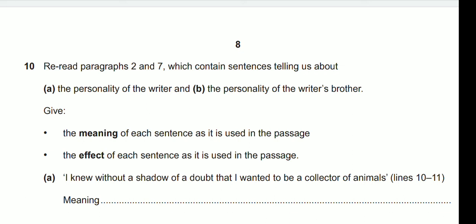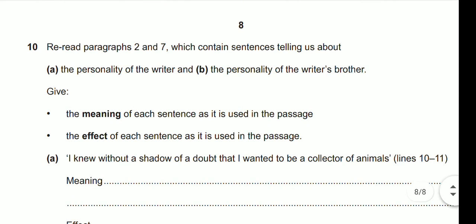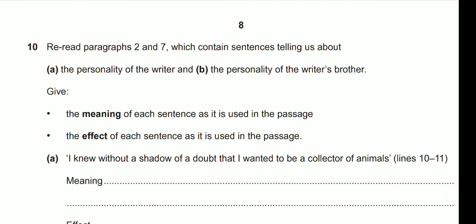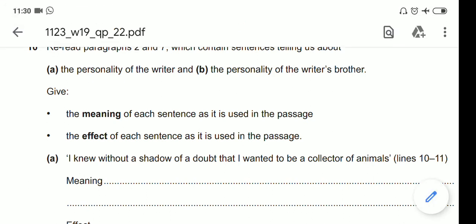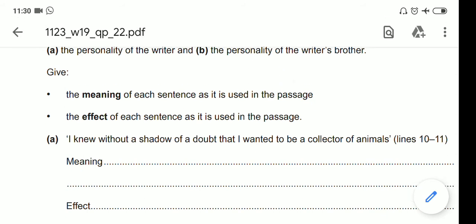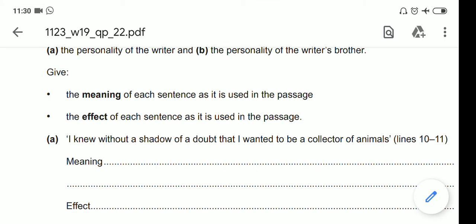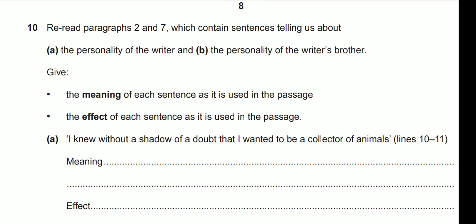Reread paragraphs 2 and 7, which contain sentences. Whenever you are asked to reread a paragraph, do reread it. The paragraphs contain sentences telling us about A, the personality of the writer, and B, the personality of the writer's brother. You will be given a sentence which tells us about the personality of the writer and the personality of the brother. What you need to do is to give, 1, the meaning of each sentence as it is used in the passage, and 2, the effect of each sentence as it is used in the passage.